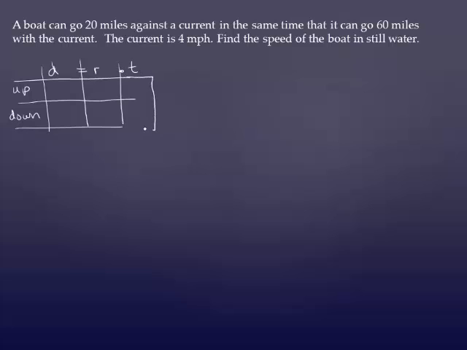So we've got distance is equal to rate times time, and then you'll fill out these boxes, set up the equations, set them equal to each other after you solve for t, and then solve them from there. So pause the video and then come back when you're done and check your work.